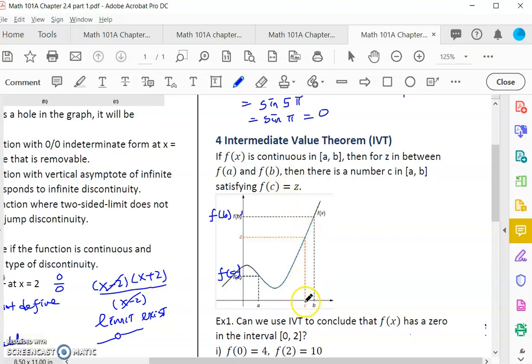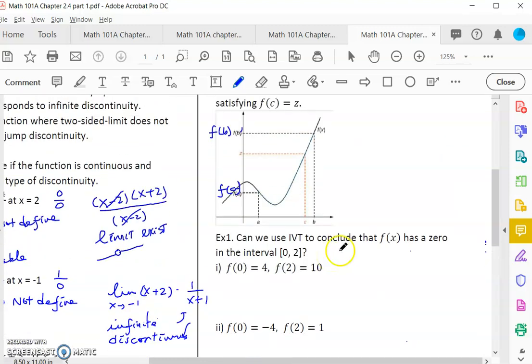You must be able to find a solution c here, so that when you apply the function to c, it would equal any value in between here. Any number you pick, you can pick one very close to a, or very close to b, but you should be able to find a number c that you can map to z.